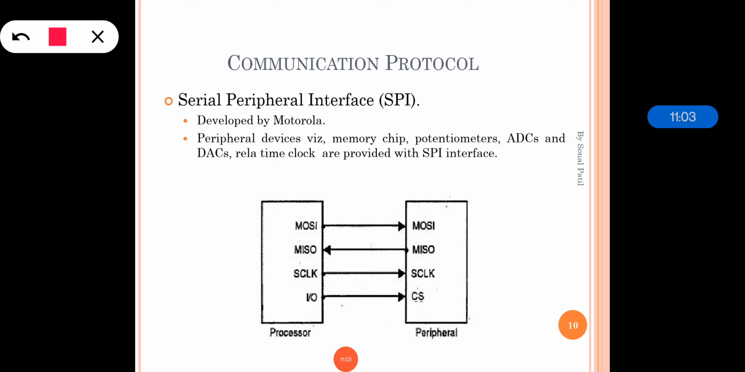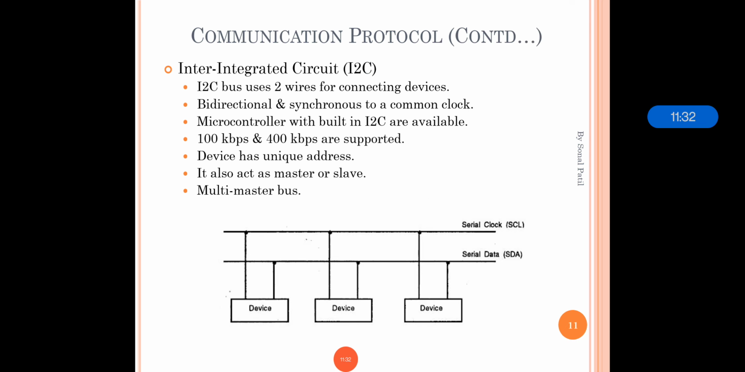Then the communication protocol, that is SPI, which was developed by Motorola. Peripheral devices such as memory chips, ADC, DAC are provided with SPI interface. So we can see the SPI uses four signals: MOSI, MISO, serial clock and chip select. MISO is master in slave out, MOSI is master out slave in, serial clock is SCLK, and chip select is used for the peripheral, that is the serial peripheral interface.